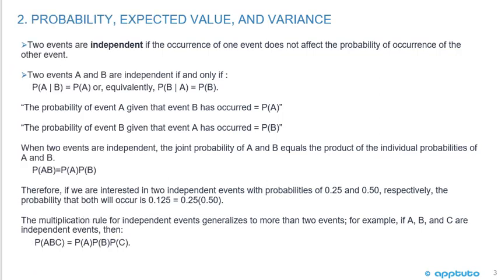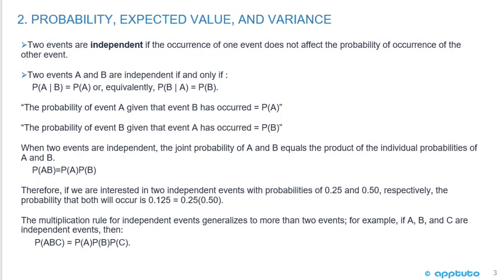Two events are independent if the occurrence of one event does not affect the probability of occurrence of the other event. Two events A and B are independent if and only if the probability of event A given that B has occurred equals the probability of A, or equivalently, the probability of event B given that event A has occurred equals the probability of B.